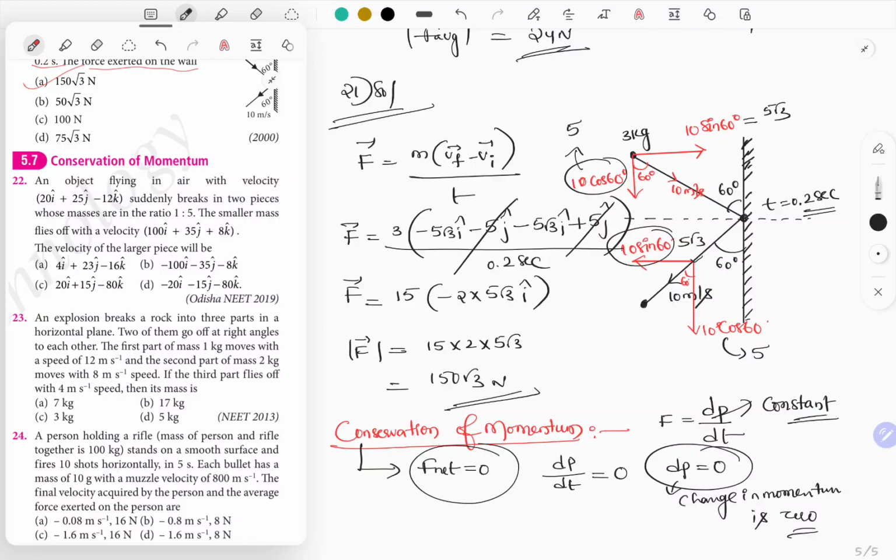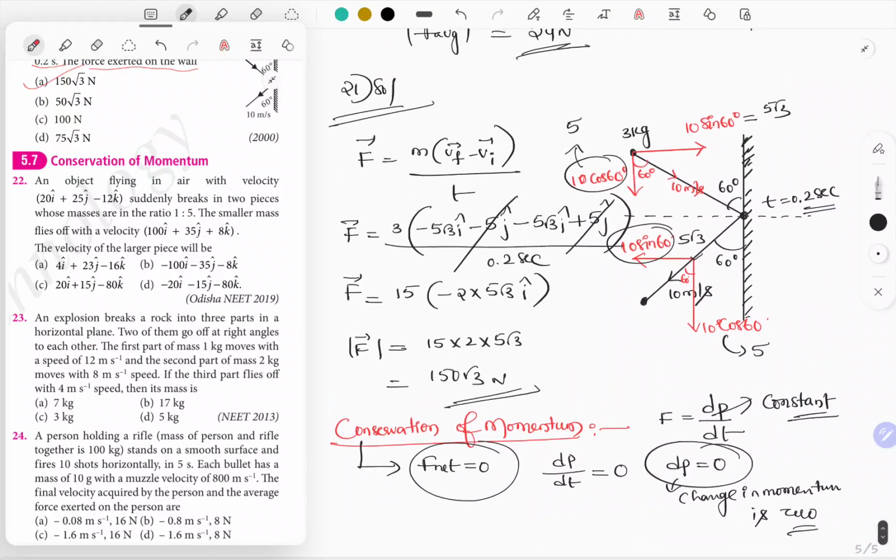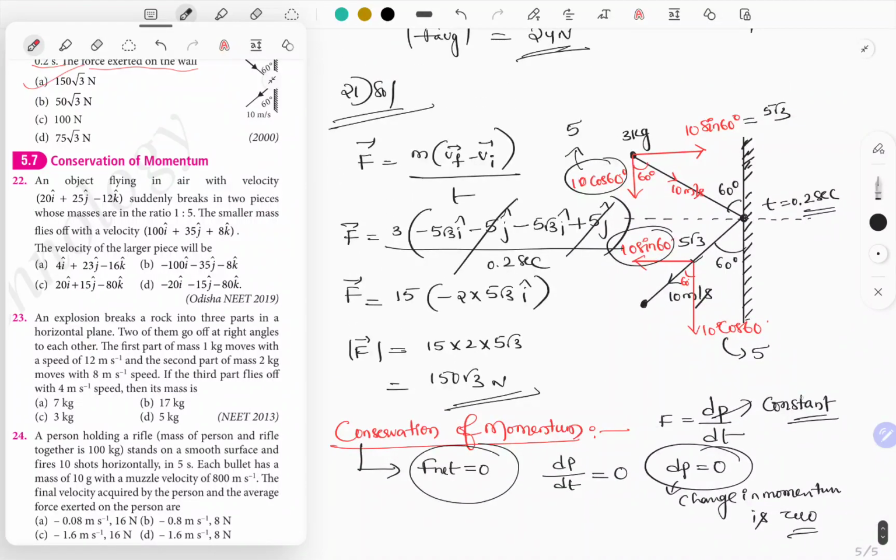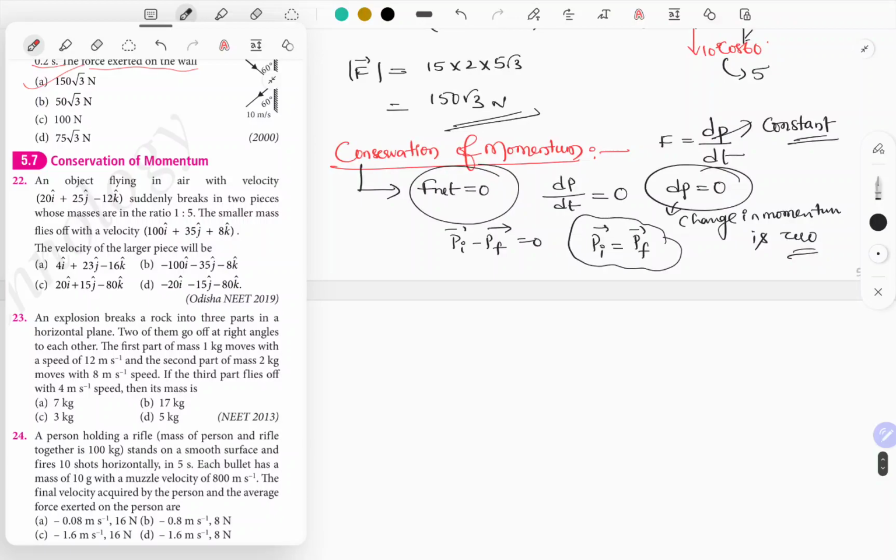What is differentiation of constant? Differentiation of constant is 0. If F is equal to 0, then momentum must be constant, but change in momentum is equal to 0. It can be replaced as initial momentum minus final momentum is equal to 0, whereas initial momentum is equal to final momentum. This is the meaning of law of conservation of momentum. Try to understand the representation clearly.